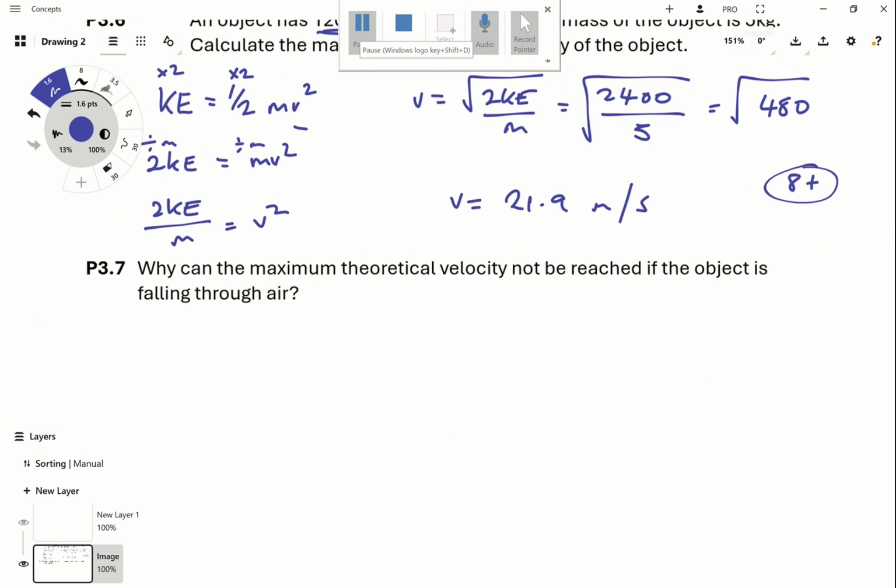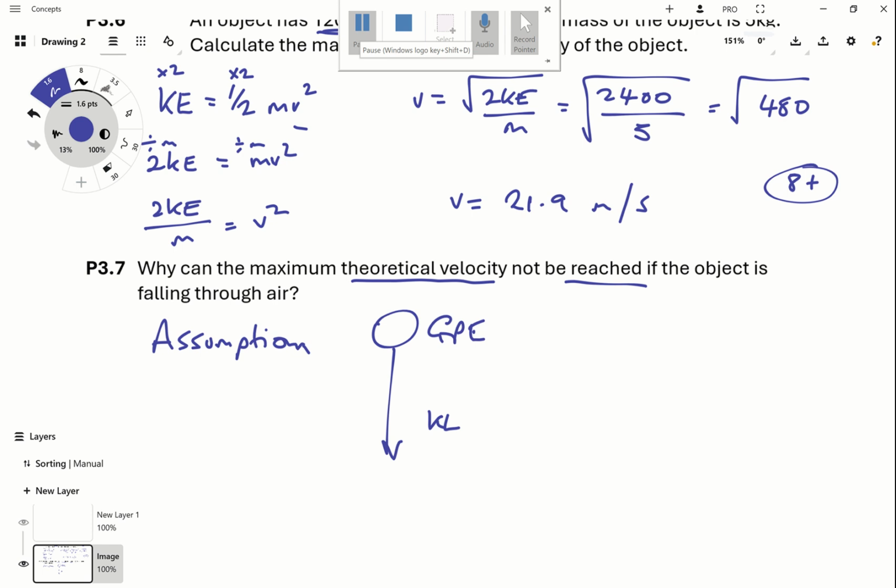Next part, it says, why can this theoretical velocity not be reached? Well, this makes the assumption that as I drop an object, all of its GPE is going to go to kinetic energy. Well, what's actually happening is as this falls, air will hit it. And as the air hits it, we're going to get some friction, and that's going to cause some heating, and we're going to dissipate thermal energy into the air.